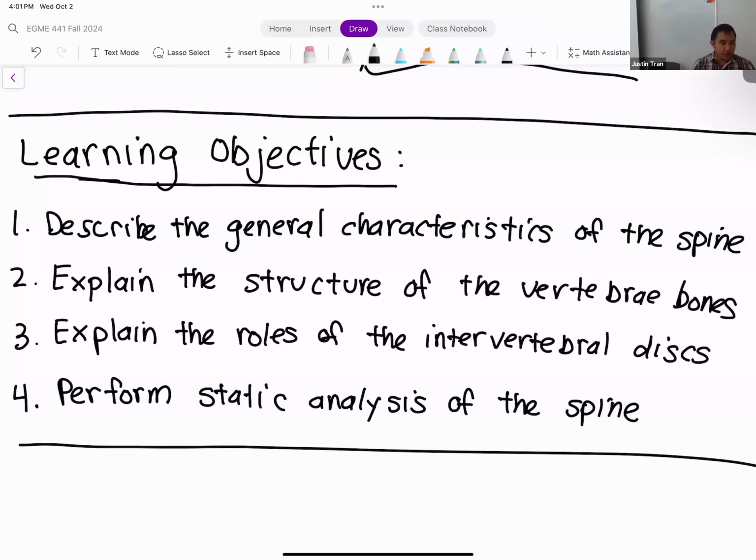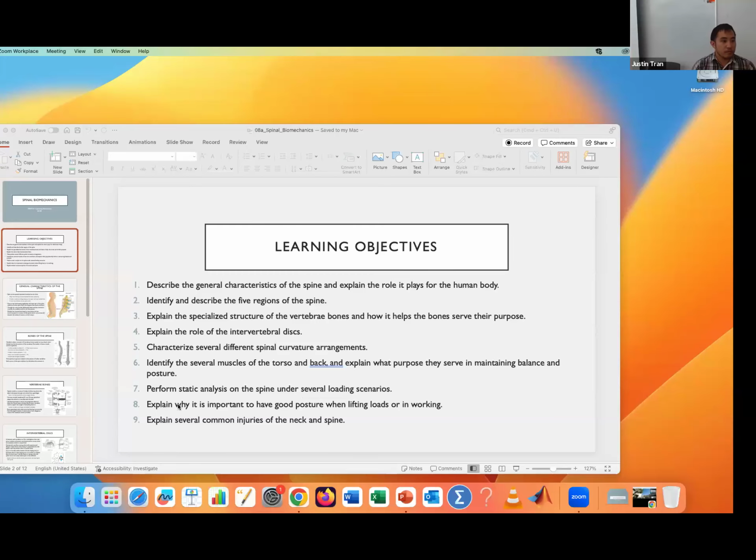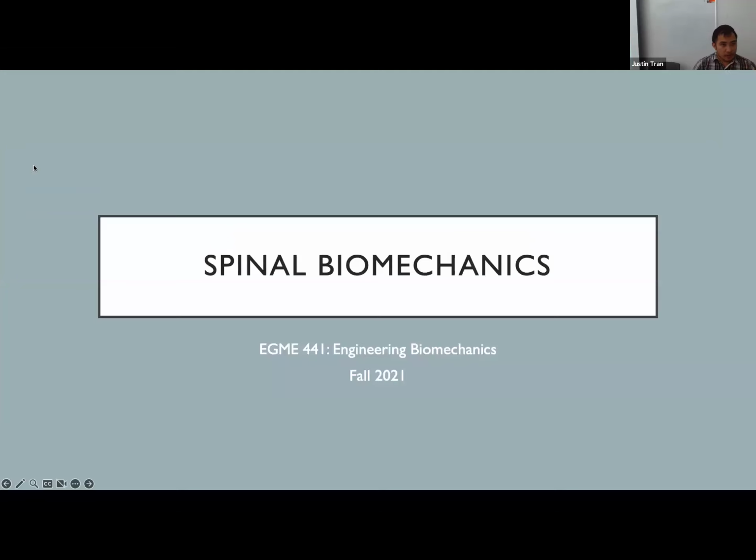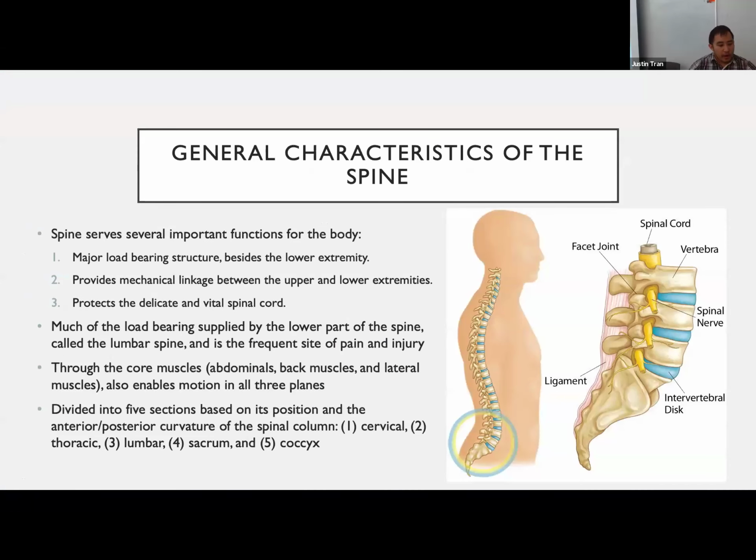Let me switch to the PowerPoint here. Okay, slideshow. All right, so today and Monday, we're going to be talking about the spine. We've finished talking about the upper extremity and the lower extremity. The spine, some may consider to be part of the upper extremity, but really it's your core. So even though we're focusing on the spine, this is really everything that has to do with the core of your body.